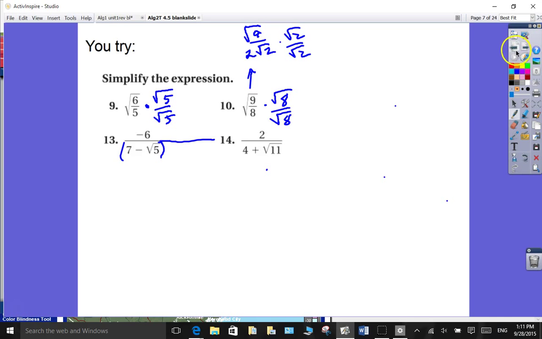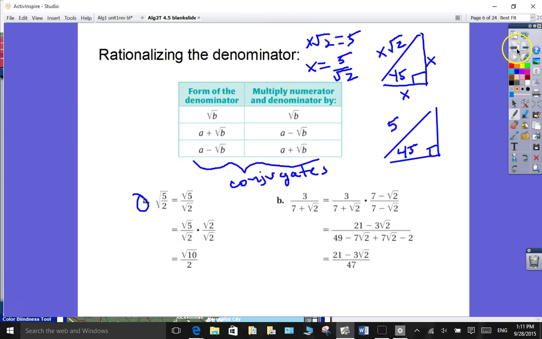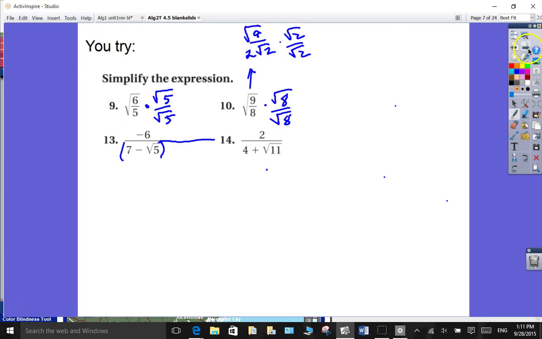All right, go back to the chart. If you've got a minus the square root of b, then you're going to multiply by a plus the square root of b. So what will that look like? 7 minus the square root of 5, so we multiply by 7 plus the square root of 5.